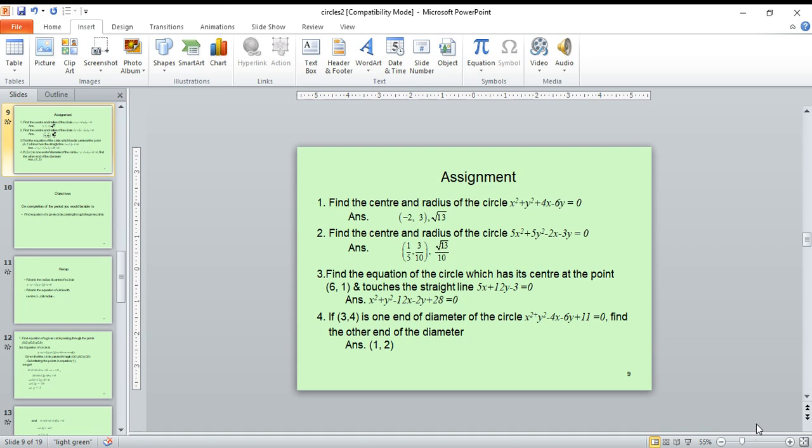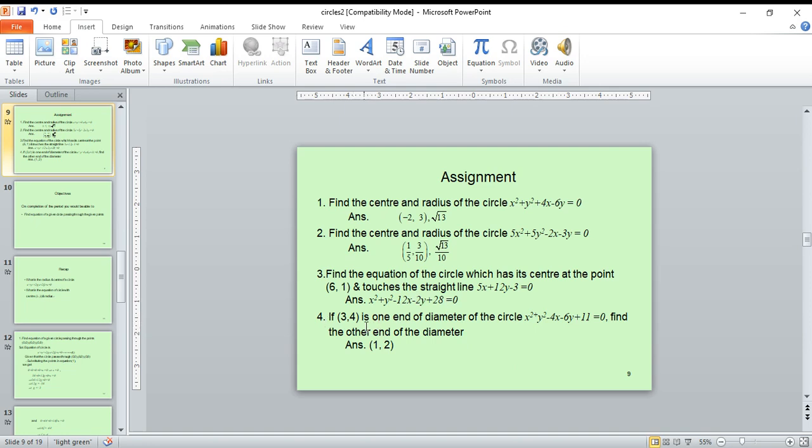So r equal to the perpendicular distance from a point to the line, mod of ax1 plus by1 plus c divided by under root of a square plus b square. The perpendicular from the center to the straight line gives the radius. Using this formula we find the radius, and then using the center and radius, we find the equation of the circle.